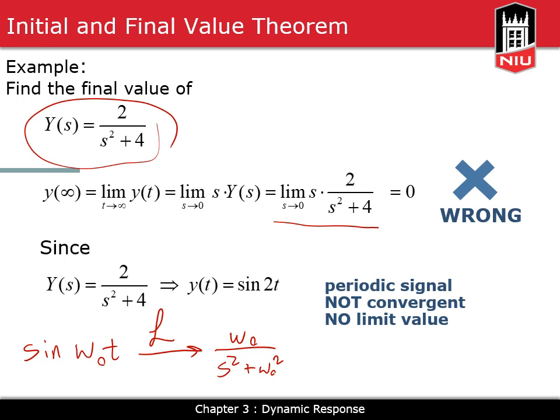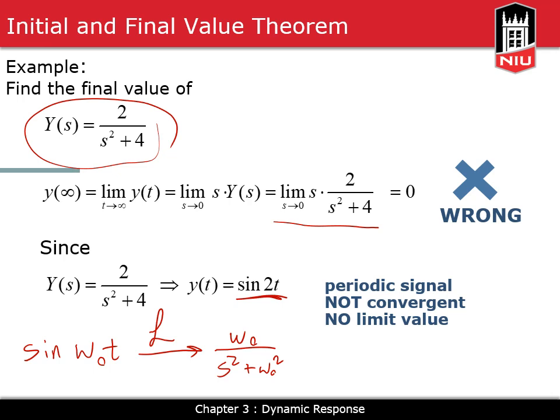Here, s squared plus 4 is in the denominator. So if 4 is omega naught squared, then omega naught must be 2, and 2 is what shows up in the numerator. So that is the Laplace transform of sine of 2t. That is how we do the inverse Laplace transform. Here, in this example, no need for partial fraction expansion.